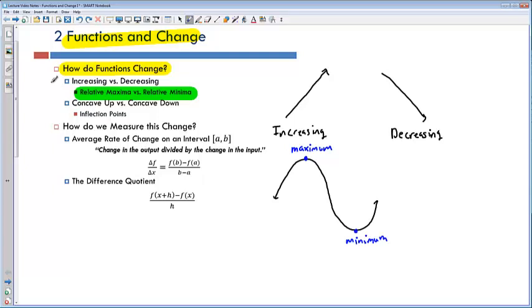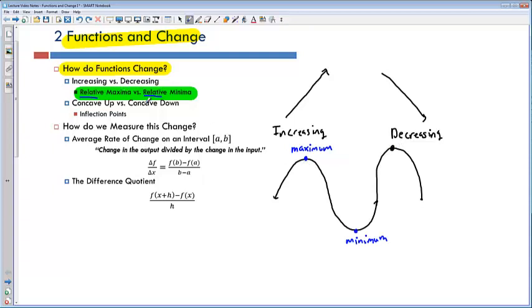We use the little adjective here, relative, because the graph could actually continue on and you could have a higher point. So let's suppose this continues on and goes up, up, up, and then comes back down. Then right here, this is also another relative maximum. So that's an example of increasing, decreasing, concave up and concave down.